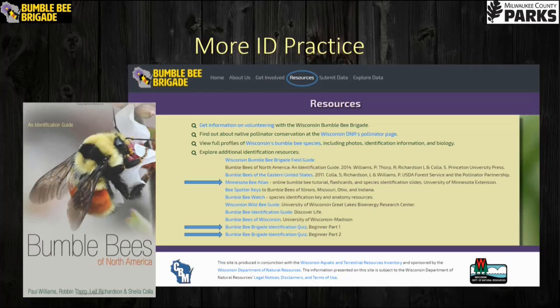The links next to the blue arrows are quizzes you can take to hone your ID skills. If you join us for the Parks Bumblebee Monitoring Orientation, we will have a practice ID session using photos of bumblebees found within our park system. Bumblebees of North America is a great book I recommend for ID purposes too. They have detailed drawings of the different morphs of each species of bumblebee. And if you're on Facebook, the Wisconsin Bumblebee Observers page can be a good way to practice ID.